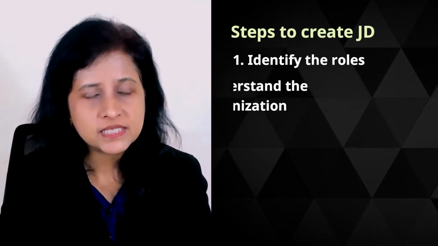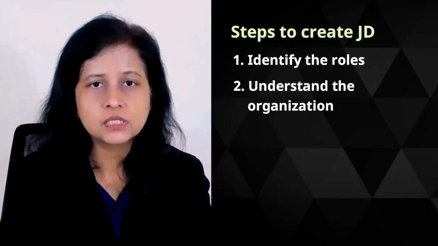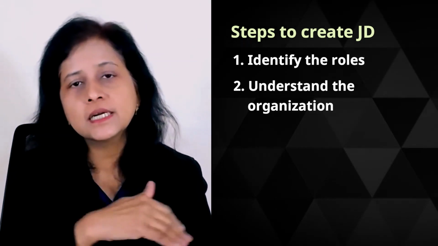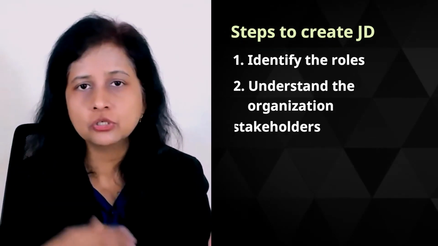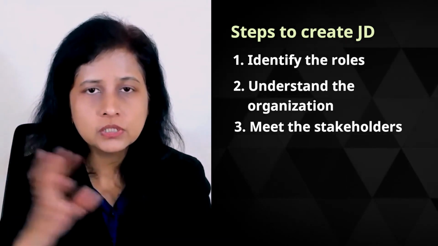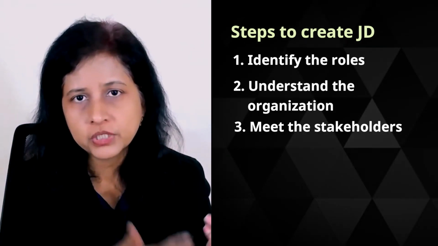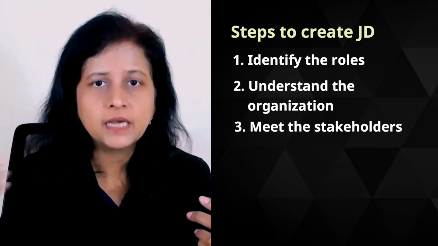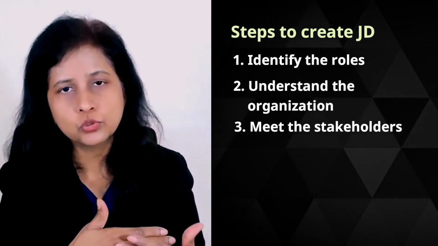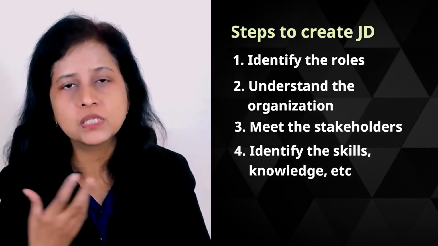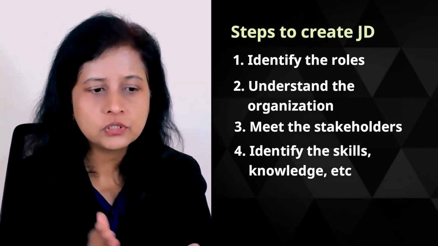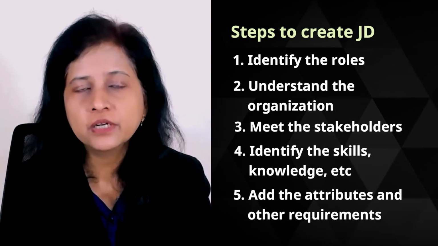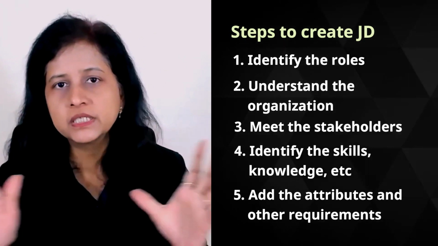The second step is to understand the organization, and basis the understanding of the organization, you then start creating the job description. The third thing is that you meet the key stakeholders for the roles that you have taken up in order to create the job descriptions for all those roles. You meet the department heads or the key stakeholders who are related to those roles, and you discuss with them and come up with the skills and qualifications. The fourth thing is that you identify the skills, knowledge and other components, add the attributes and other requirements, and that is how you will create the job description.